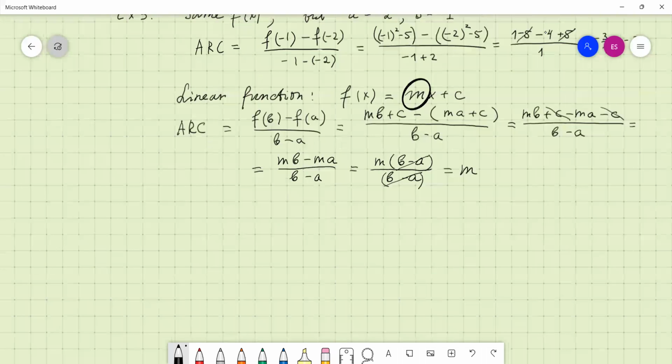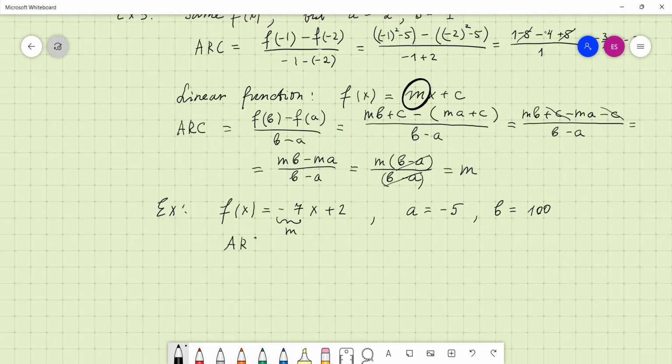Okay, so for example, somebody gives you a function. Example: f of x equals minus 7x plus 2. And they say the interval is a equals minus 5 and b equals 100. And instead of doing substitution into this function, you're going to say, well, that's a linear function. M equals minus 7. So my average rate of change for a linear function equals the coefficient of x, and that's going to be minus 7. You don't need to calculate anything, actually. Okay, I think that's all for this section.